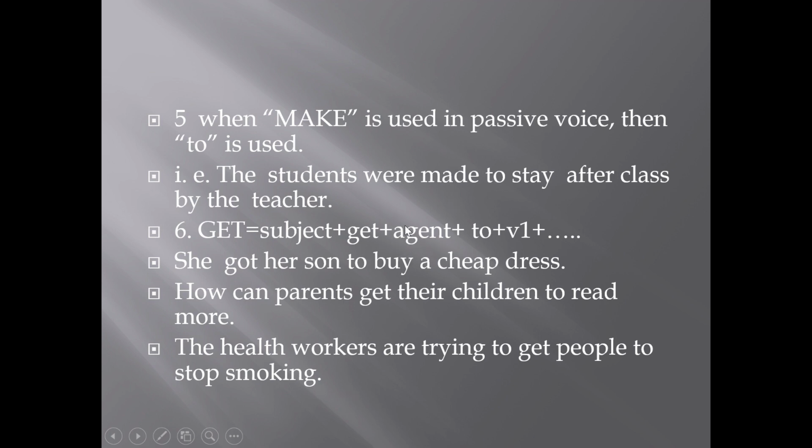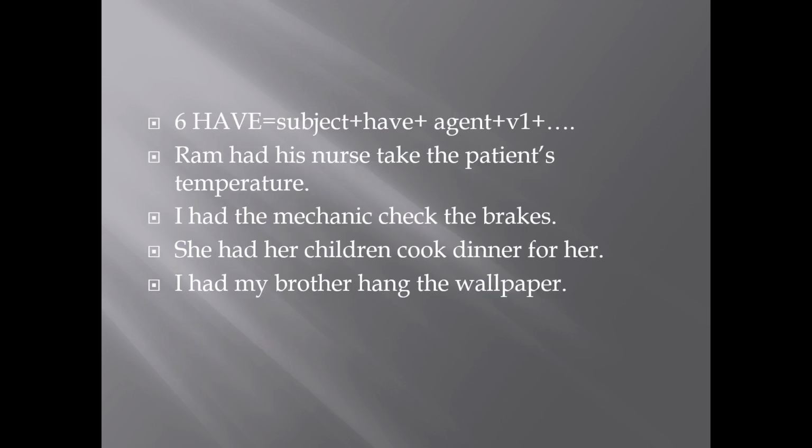According to the structure of the first one, when there is an agent, people is the agent, get is a causative verb, and then are trying is other. And then there is to after the agent, and then stop is V1, and smoking. This is how the second causative form, the verb get, is used.